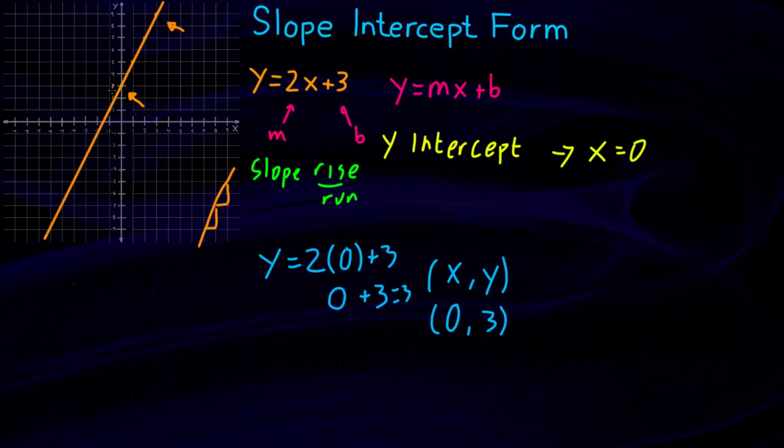All right, so y equals mx plus b. B is the intercept, and you can see that the line is crossing directly at y equals 3 when x equals 0.